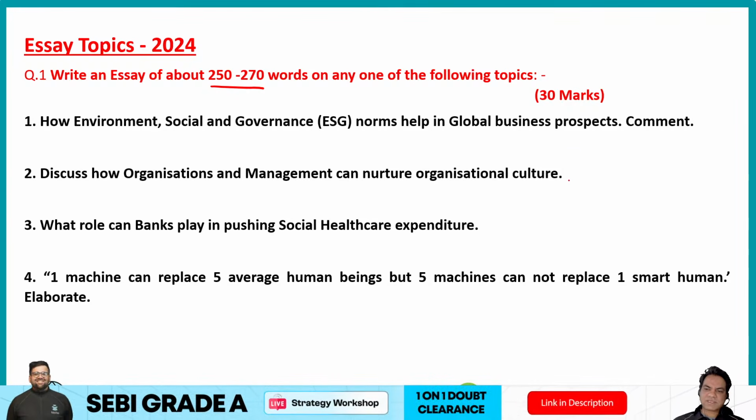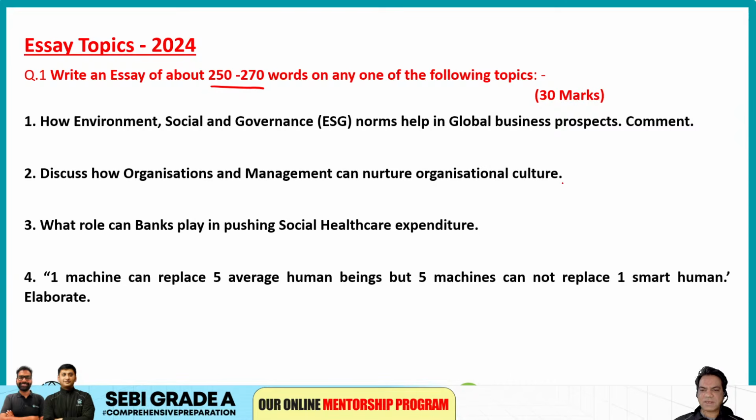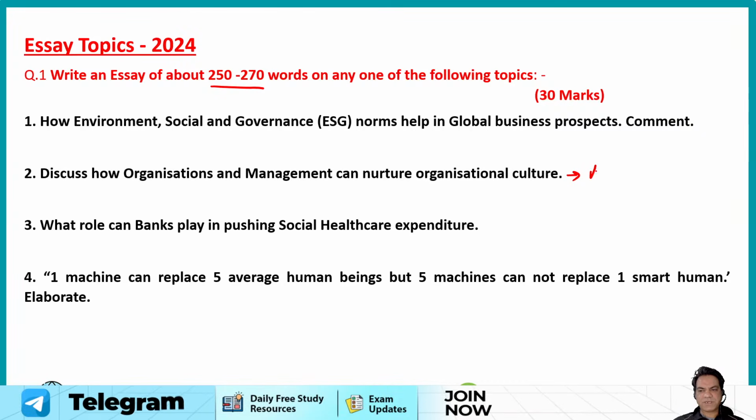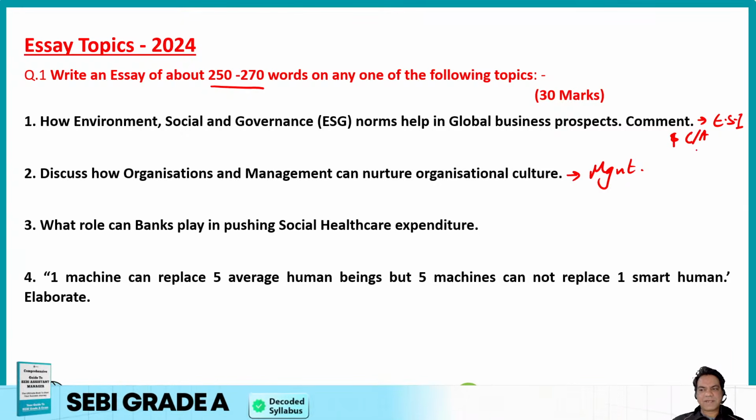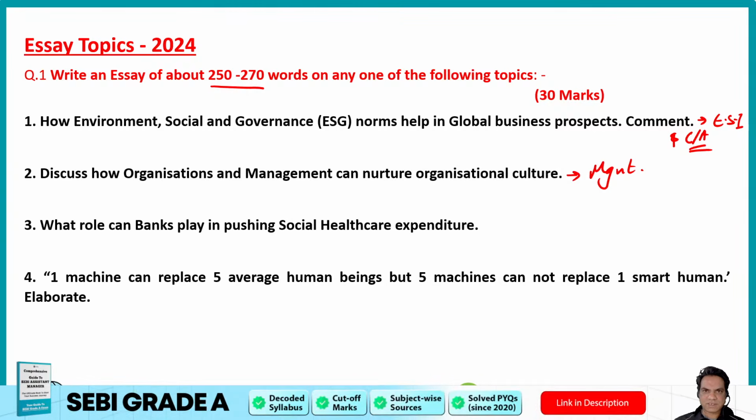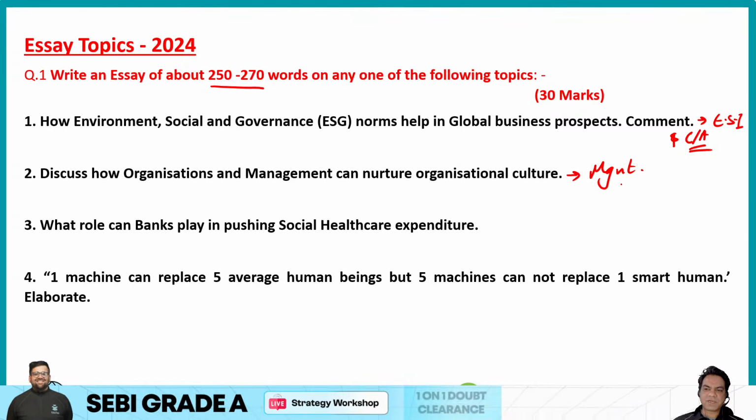Second, now this is an essay where you do not need any data points. Discuss how organizations and management can nurture good organizational culture in their offices. Now this is a management topic, guys. This topic you do not need any data points, but topic number 1 is based on ESI and current affairs, and it does require data points. It would look like a very poor essay if you do not use data points in topic number 1. But in topics like topic number 2, you do not need any data points. Third, what role can banks play in pushing social healthcare expenditure?